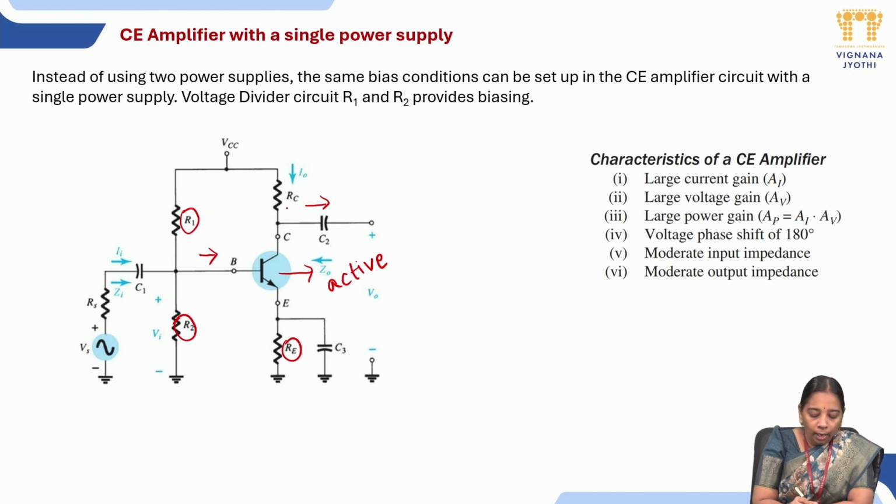Next, coming with RC, this is the deciding factor of the gain. If RC is increased, the gain can be increased. If RC is reduced, the gain can be reduced, because it is the pull-up resistor. Next, VCC is going to bias the base with respect to the supply voltage through the resistors. Next, this is the input signal that we are going to amplify.